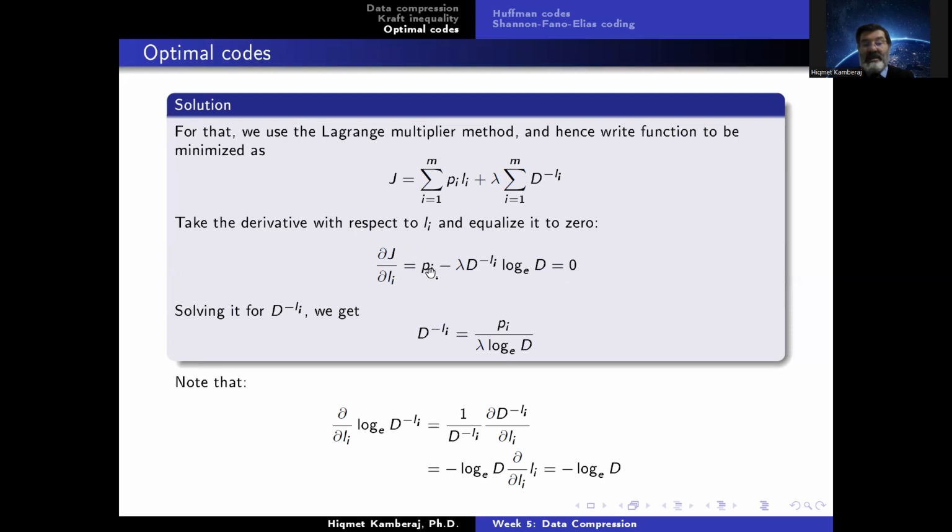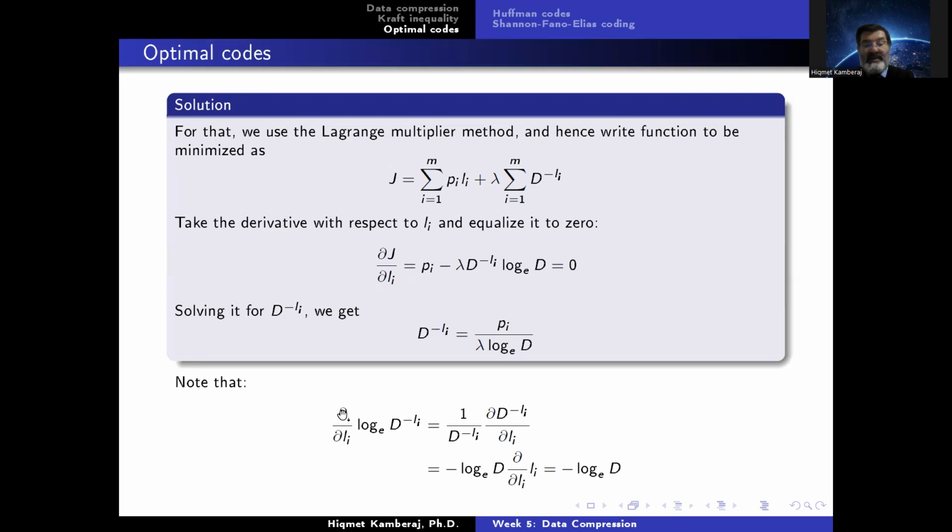Then you could notice that from the first term, we are left just with pi. From the second term, you'll get minus lambda D to the power minus Li log with base e of D. And we equalize this to 0. How do we get to the second term? By taking the derivative of the second term in J, as follows.